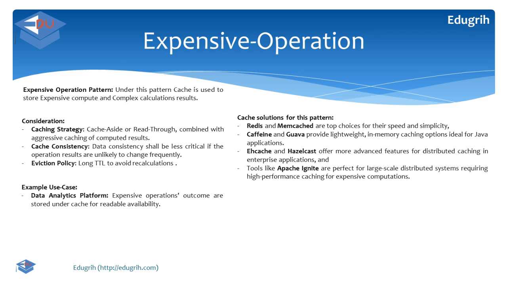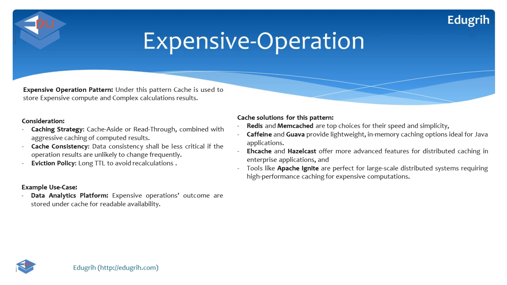Eviction policy, long TTLs to avoid recalculations, as the cache stores expensive operations outcomes or computed results. TTLs are set to substantial long values so that the data is not evicted very frequently and need not be recalculated. Example use cases, data analytics platforms.